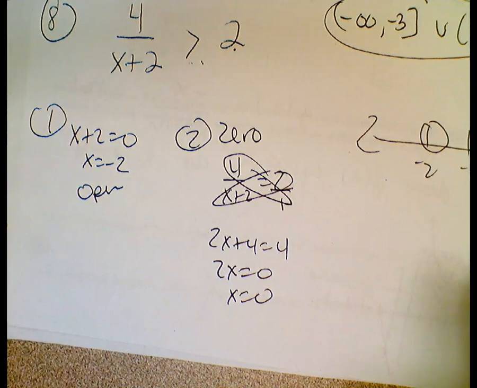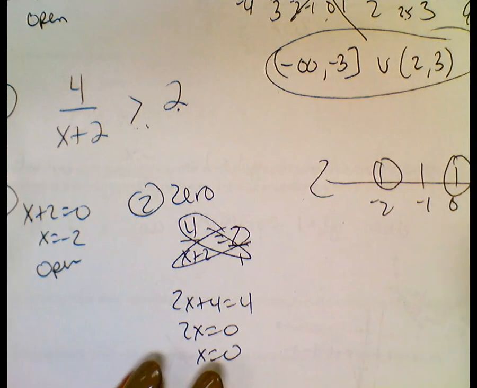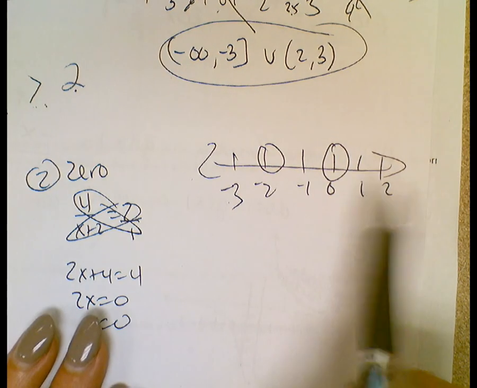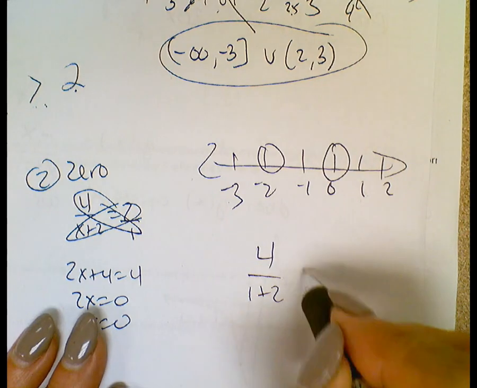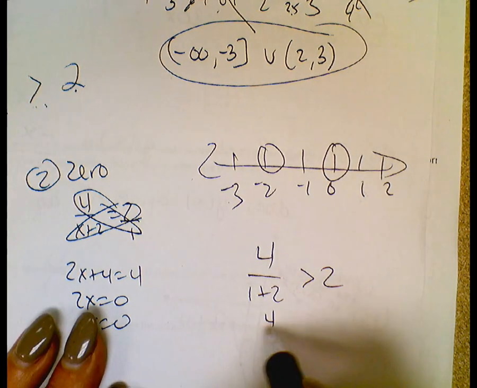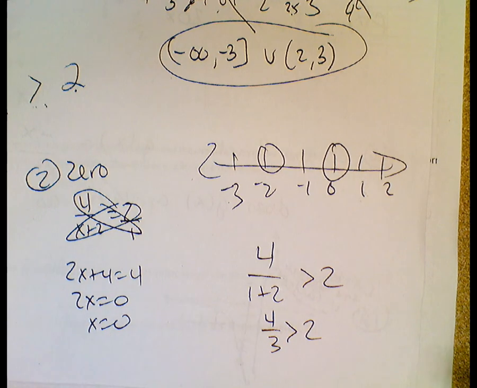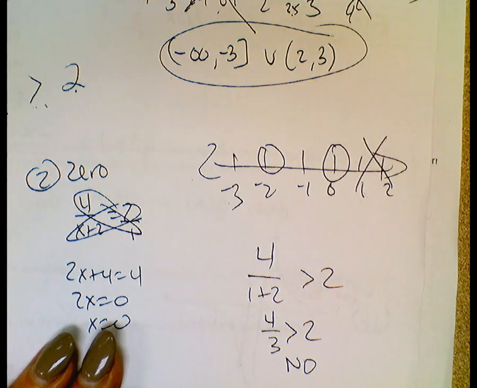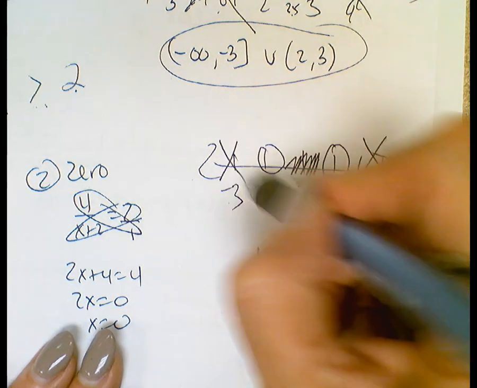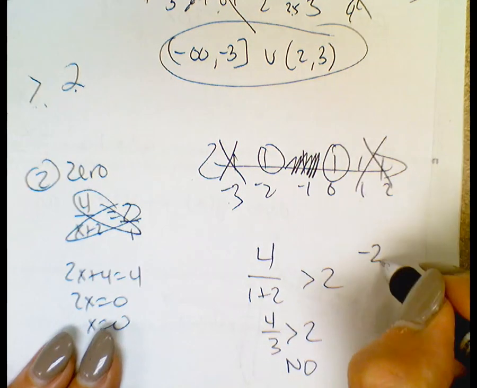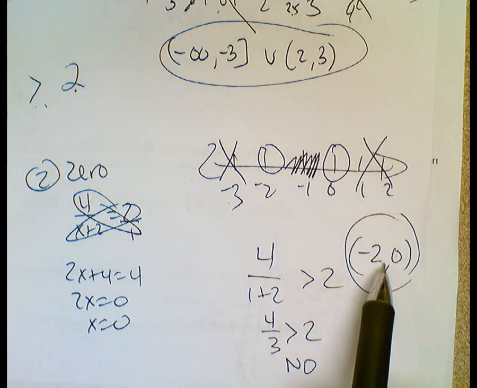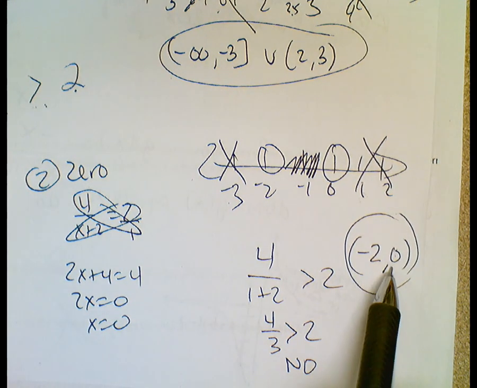So we have 3 sections. What number do you want to plug in? I'm going to plug in a 1. I'm plugging in 1 from way over here. So if I plug in a 1, I'm asking, is 4/3 greater than 2? The answer to that is no. That's 1 1/3. So 1 doesn't work. That means this one does. That means this one doesn't. So your answer is -2 to 0. So if you want to graph this and see, the curve should be above the 2 at this point.